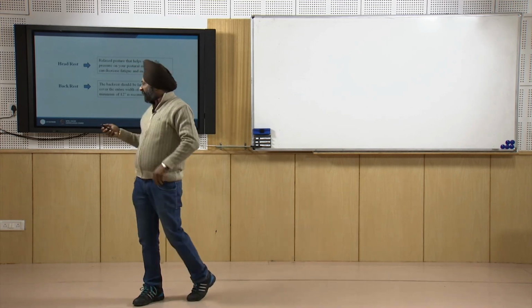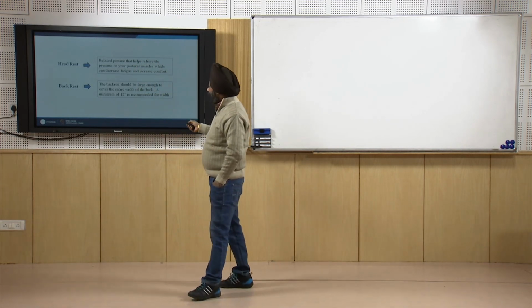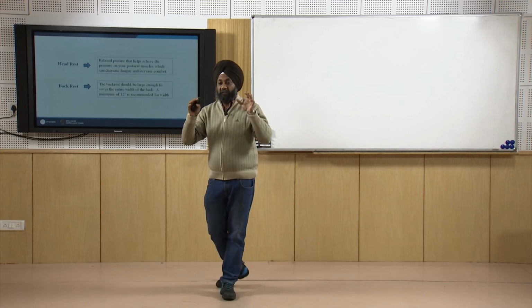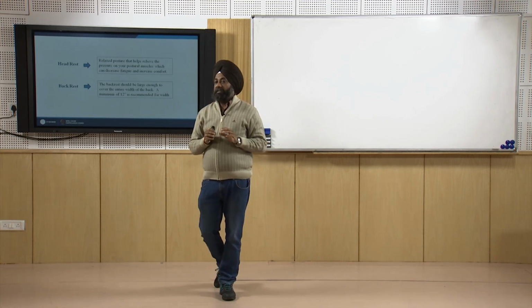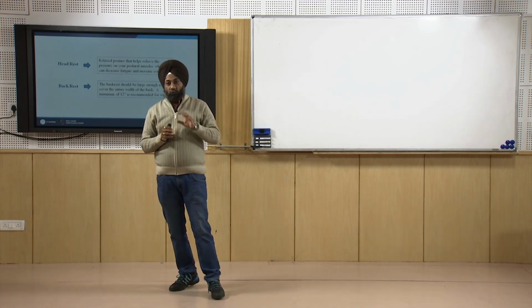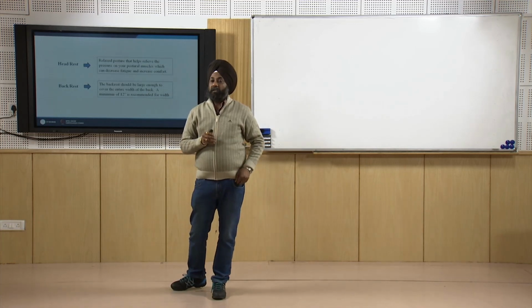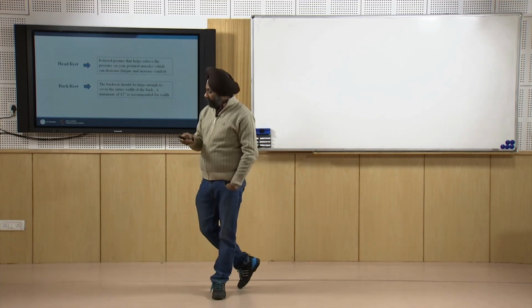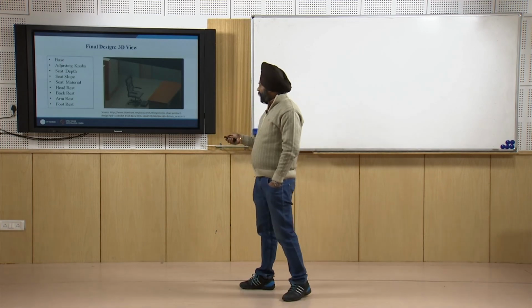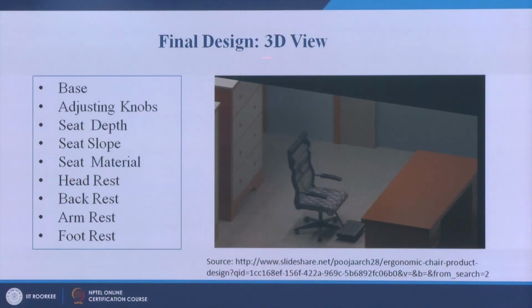So we are not going into the data of each and everything, but we are just discussing the fundamental principles that have to be taken into account when you are designing a chair using the principle of ergonomics. Now this is a final design, a 3-dimensional view of a chair. You can see there is a backrest, 2 armrests, seat, footrest, base. There is a headrest here.